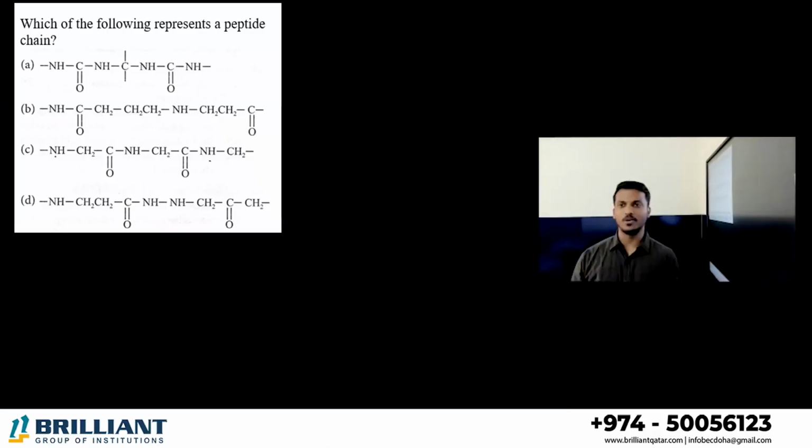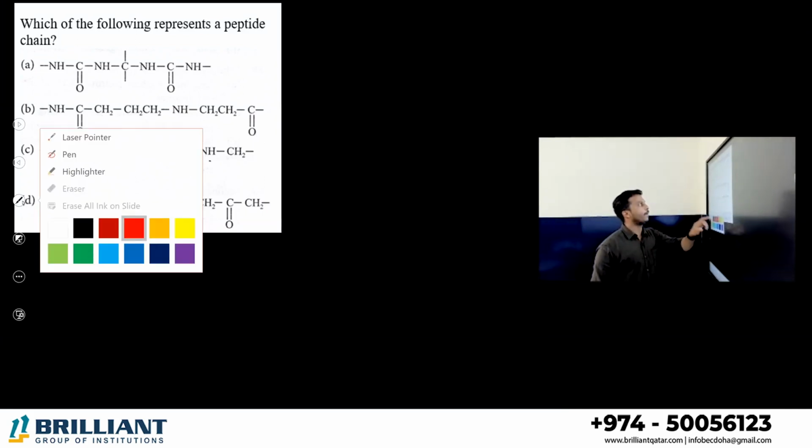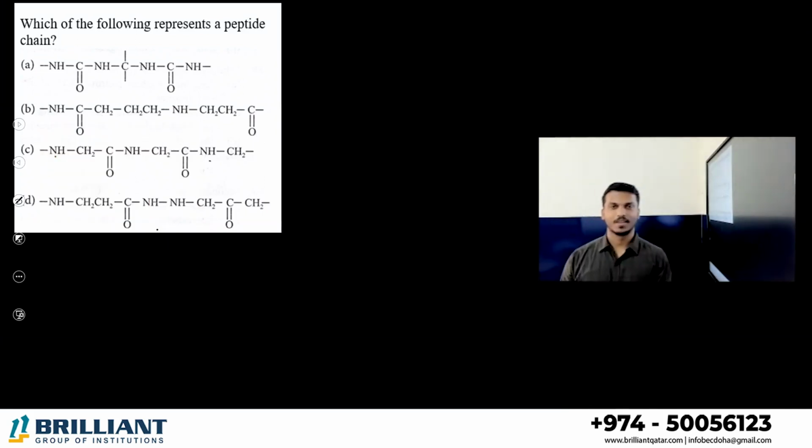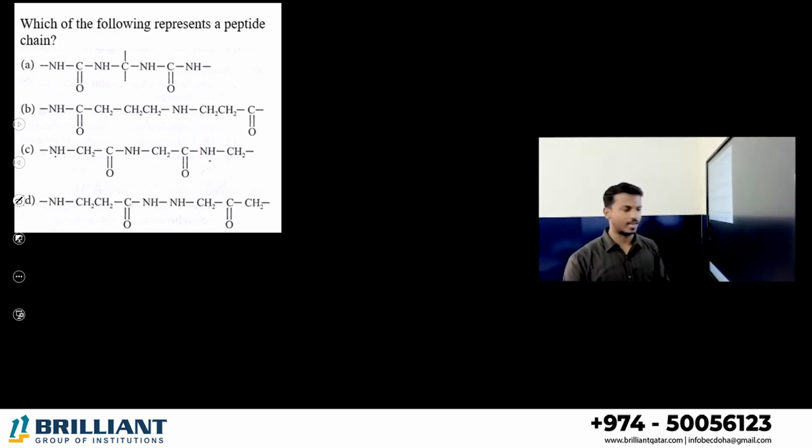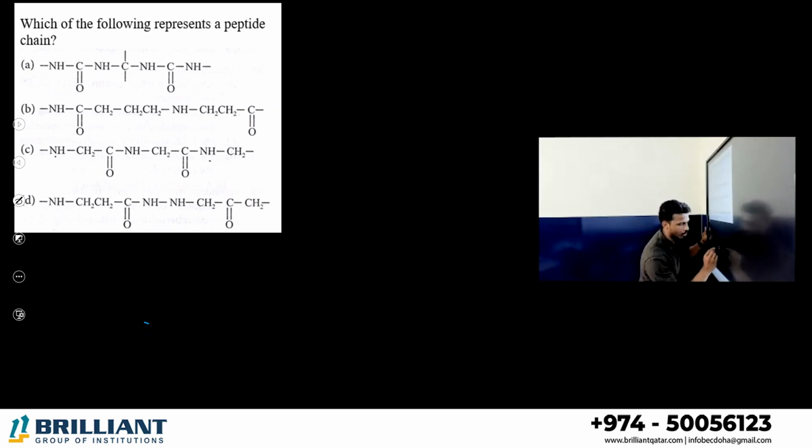Here we have a new question. Which of the following represent a peptide chain? A peptide chain we can observe in between two amino acids, right? Let me give a small example for the connection between two amino acids. Let me take one amino acid called glycine and combine it with alanine.